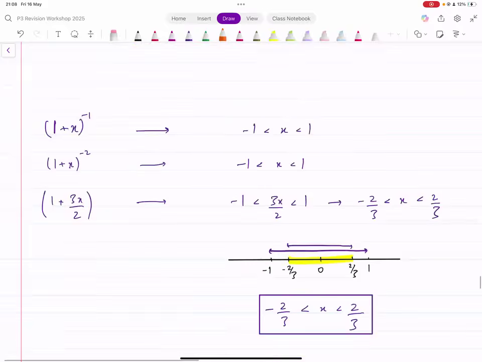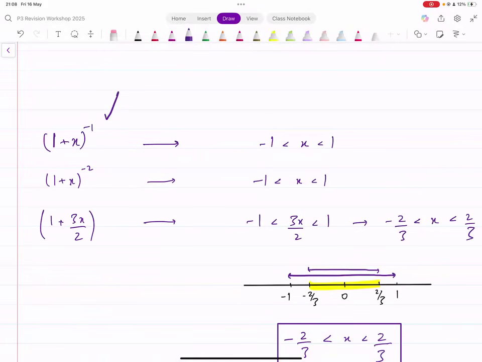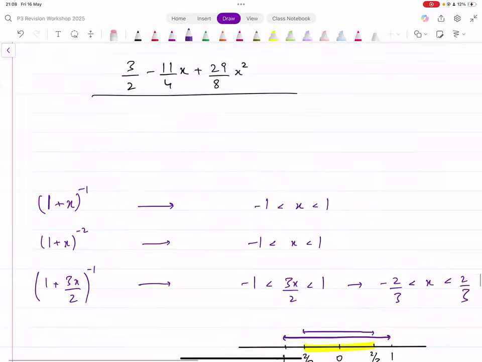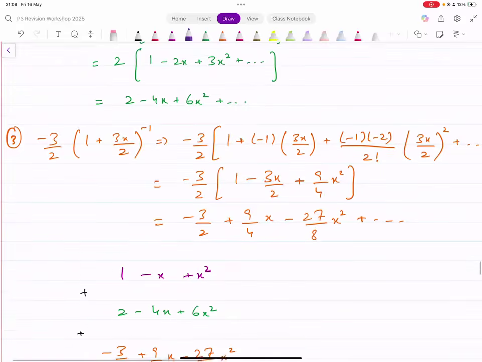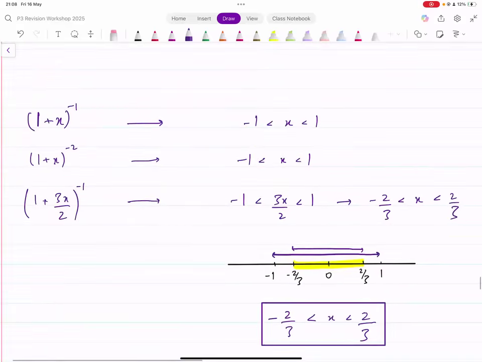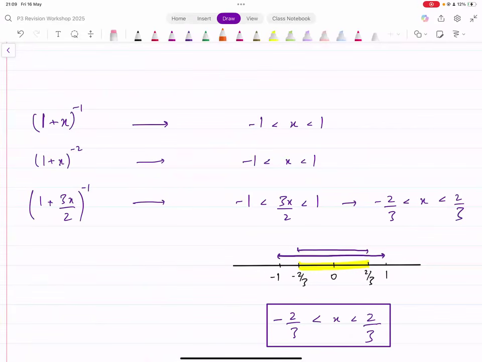These are the three different expansions that we have done: 1 plus x power minus 1, 1 plus x power minus 2, and 1 plus 3x over 2 power minus 1. These are the expansions that we have done here. For each one of them, we can find the set of values of x for which the expansion is valid, right? In the first case, x should be between minus 1 and 1. In the second case, x should be between minus 1 and 1. In the third case, 3x over 2 should be between minus 1 and 1. Now that gives us that x should be between minus 2 over 3 and 2 over 3.